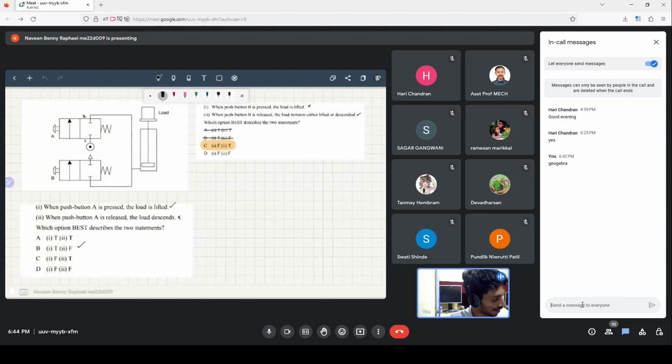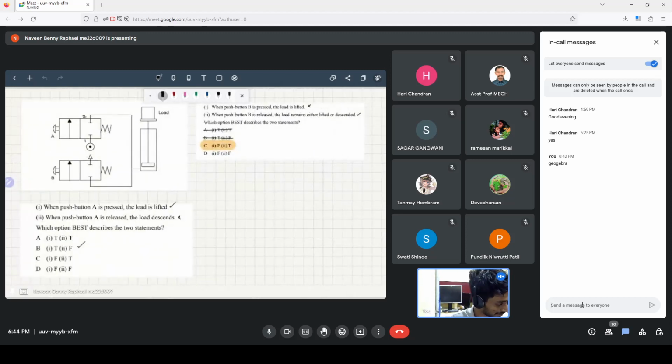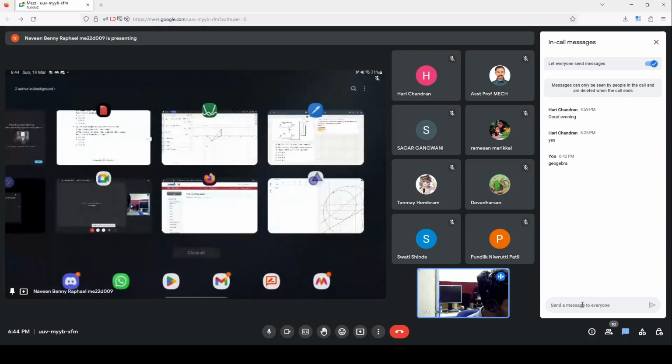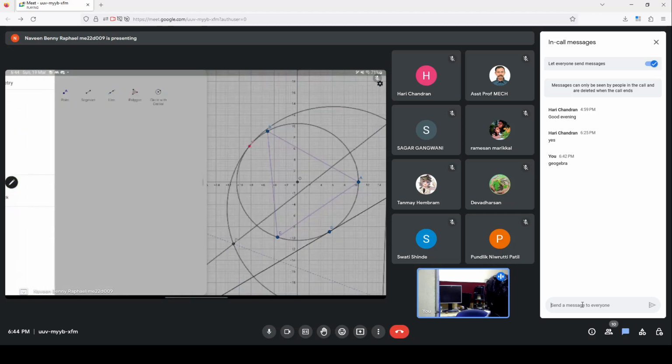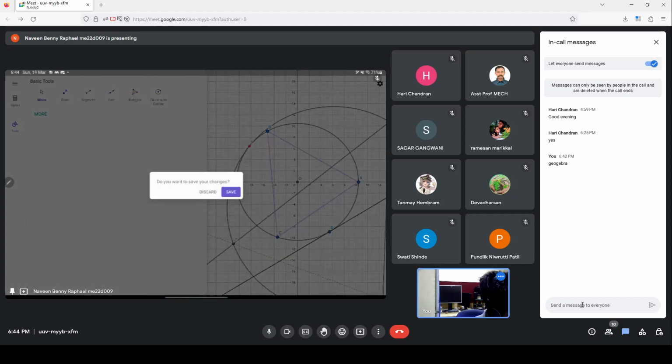And after that, we also spent a couple of times solving questions like this again. Essentially, we went through the definitions of how directional control works and how these cylinders work. Oh yes, I was showing you a little bit of GeoGebra. Okay, I'll clear this.